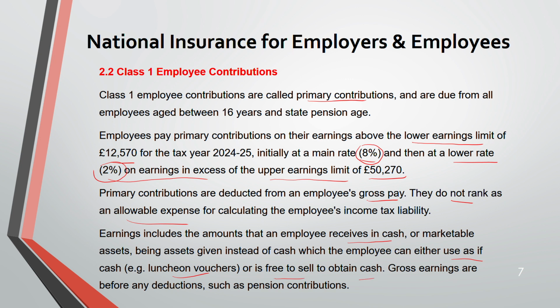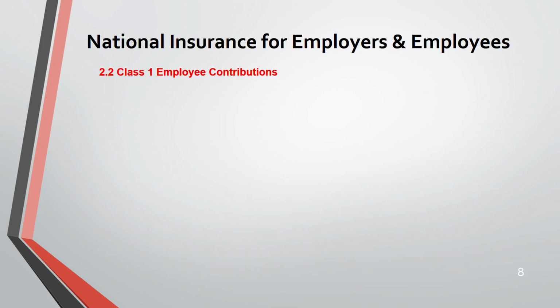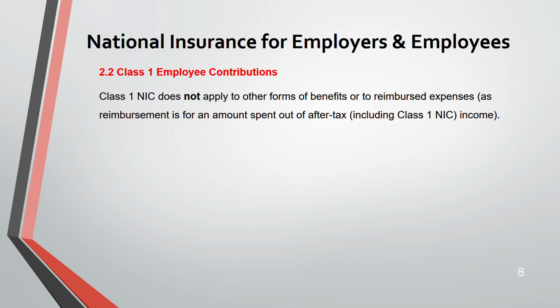Remember, it's gross earnings. Gross earnings means before any deduction, such as a pension contribution or a qualifying gift aid donation. All your salary, bonus, commission, anything in cash, voucher you add, that is your earnings. On that you have to pay class 1 NIC. You have to see whether that is over the lower earnings limit, over the upper earnings limit, or in between the two.